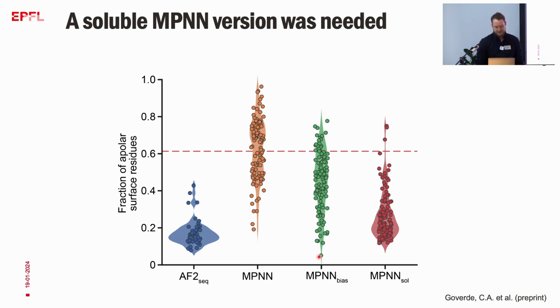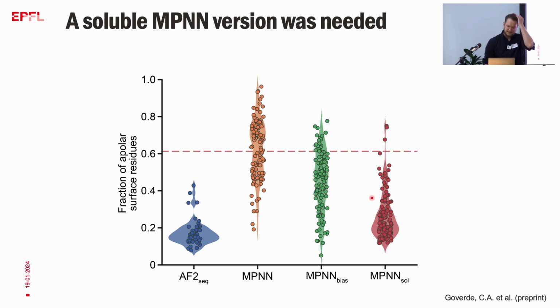So one trick we did is we took MPNN and we added a bias on the decoding step. So we added a bias towards sampling hydrophilic residues. So you see that there's indeed a shift of the distribution towards a more hydrophilic protein. But still, we weren't impressed.